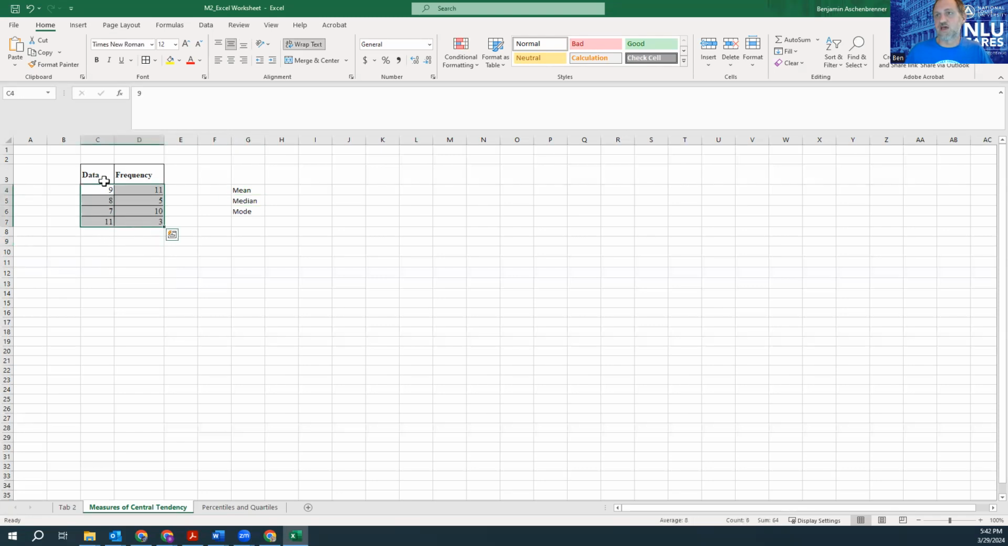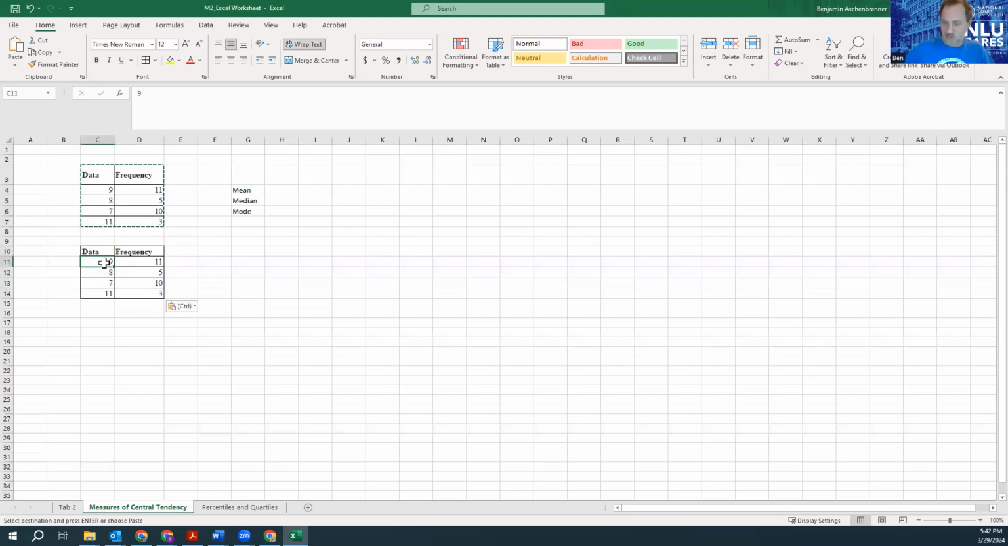So to do that without having to destroy the table that I'm working on, I'm just going to copy and paste a new one. There's 10 7s. There are 5 8s. There are 11 9s. And there are 3 11s. I really don't like the fact that there's repeated numbers here. It makes it very confusing. Okay, so now I don't need this table anymore. I can leave it there.